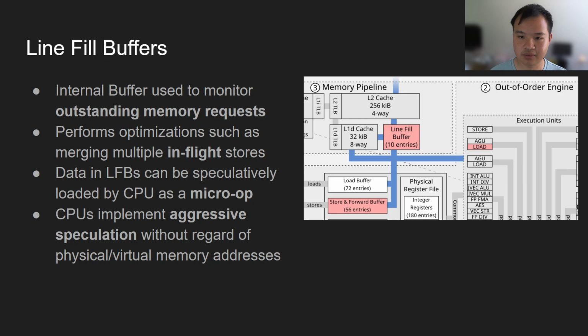All right, now that we showed a high-level example, let's talk more about line fill buffers. A line fill buffer is an internal buffer which is used to monitor outstanding memory requests, so that the CPU can perform optimizations such as managing multiple in-flight stores.